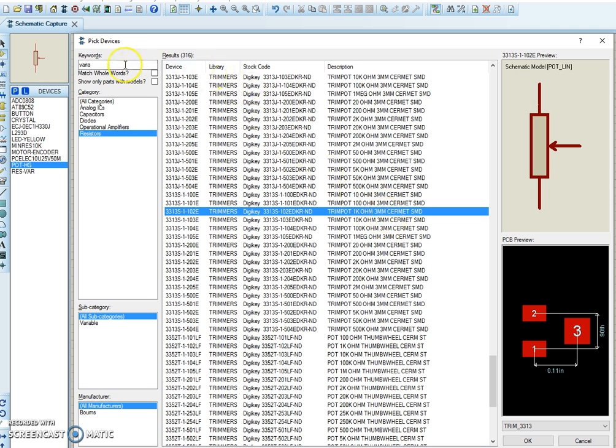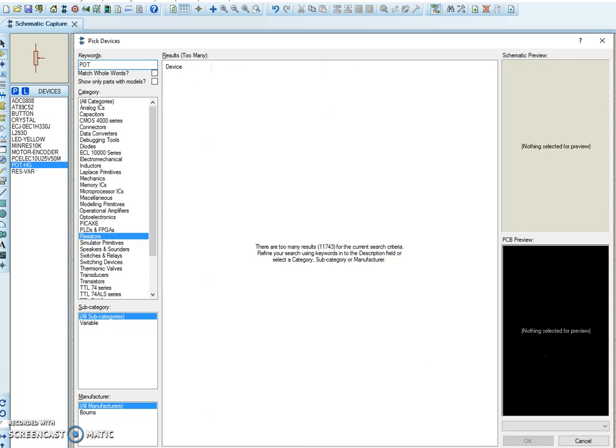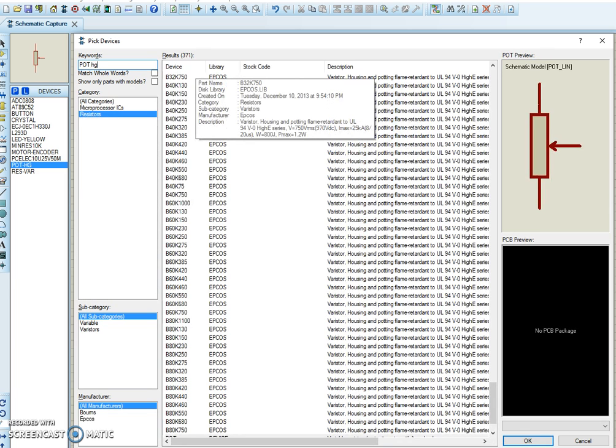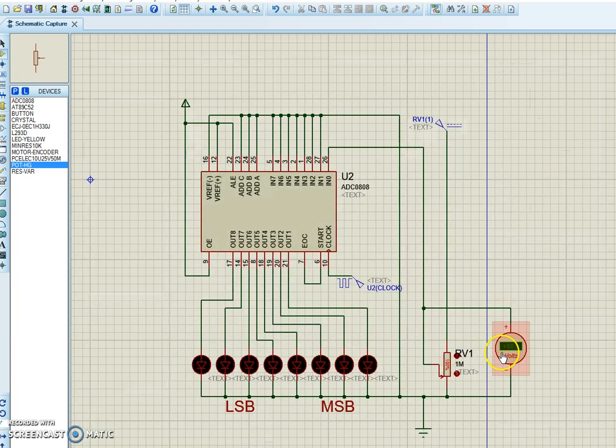So what type of variable resistor is used for this simulation? Go to your Proteus library and type part3. This is an active library for high-unity interactive potentiometers. That means the potentiometer can be simulated. So that's the variable resistor used here.